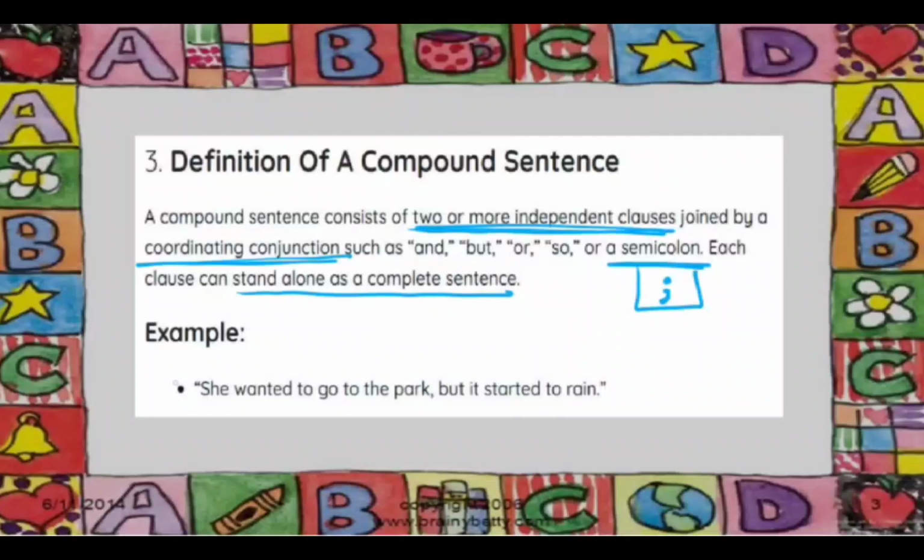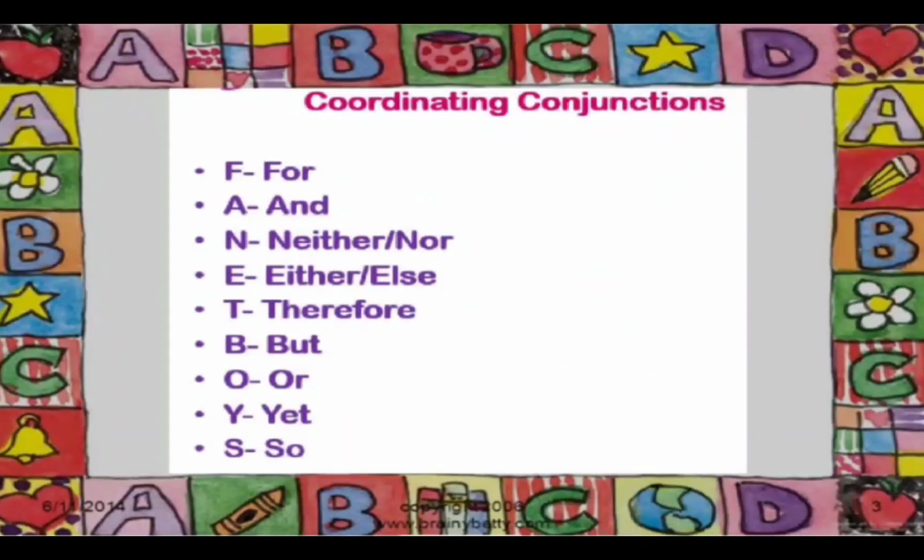She wanted to go to the park. Independent sentence. It started to rain. Another independent sentence. Joined by but, which is a coordinating conjunction. Here's your list of coordinating conjunctions, and the mnemonic for this is FANBOYS.